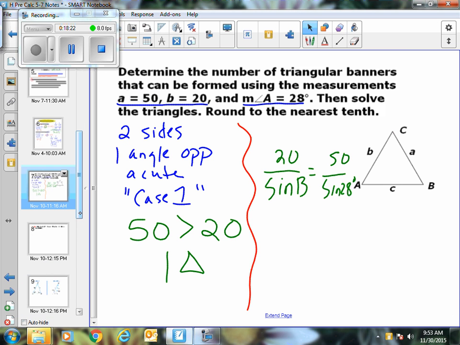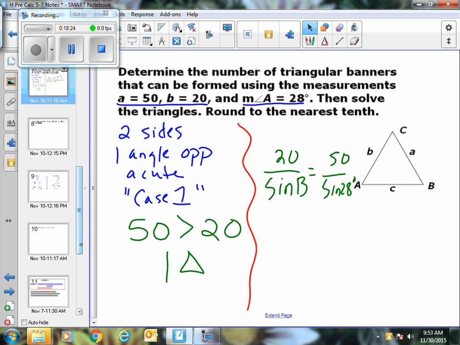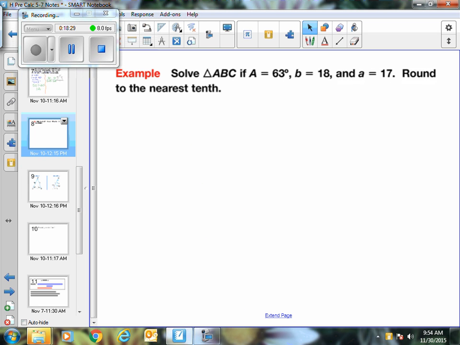Okay, one more deal for case 1, then we'll go on to case 2. So if you can skip ahead. Oh no, I guess it's not ahead yet. It's just the next one. Then we'll skip the next couple slides.